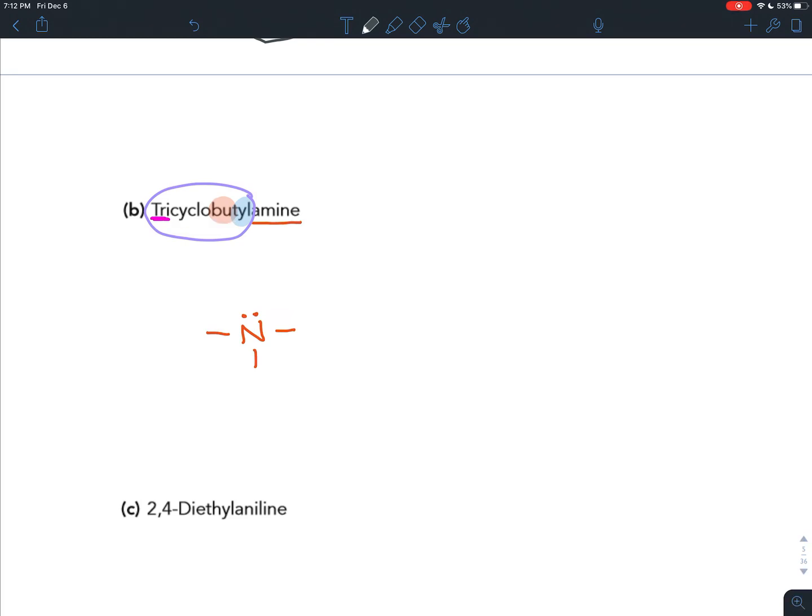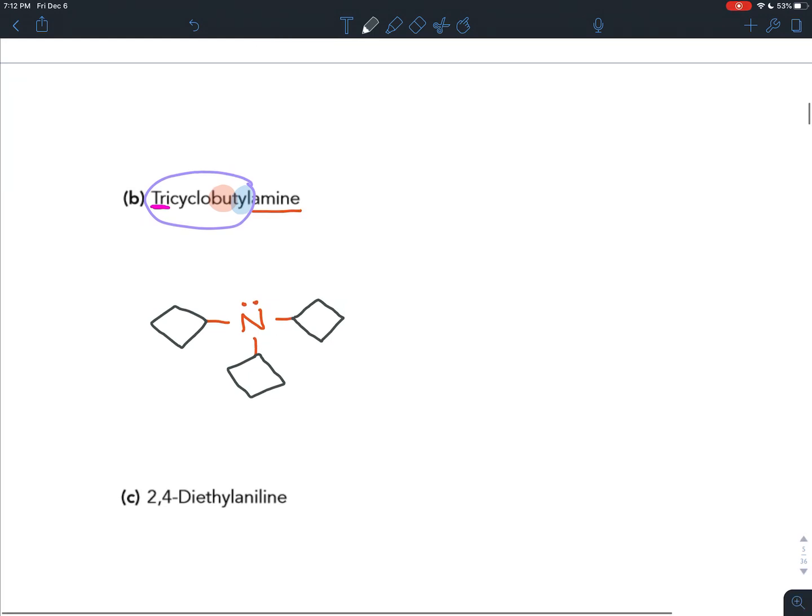A 4-carbon ring looks like a square. And so each of these carbon chains will be a square. We're going to have 3 of them. So there's 1 carbon chain, another carbon chain, and a 3rd carbon chain. All of them cyclobutyl groups. There are 4 carbon rings, and they're all the same. So 3 4-carbon rings, that's tricyclobutyl. They're all attached to our backbone, the amine. So that's what tricyclobutylamine would look like.